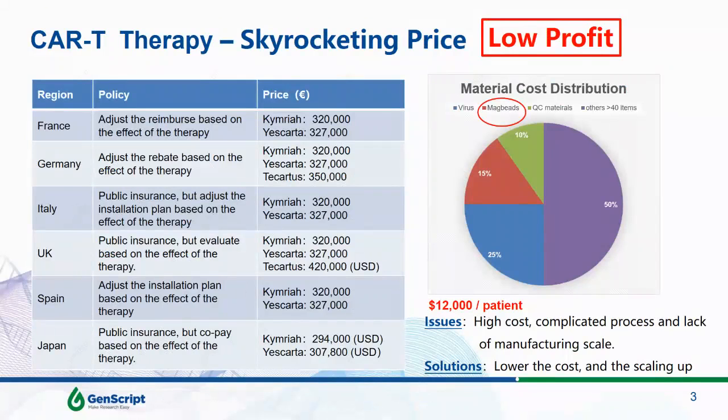To solve this issue, lowering the cost of CAR-T manufacturing is the only way out. One of the best ways to scale up is to convert the CAR-T from autologous to allogeneic.